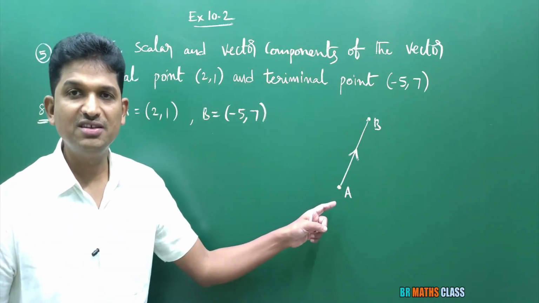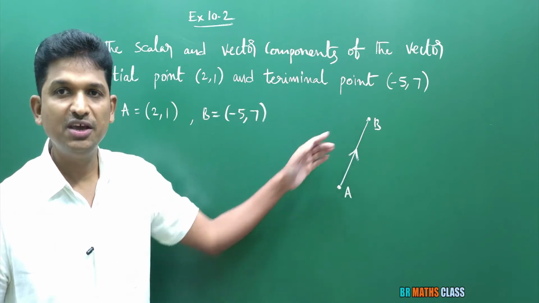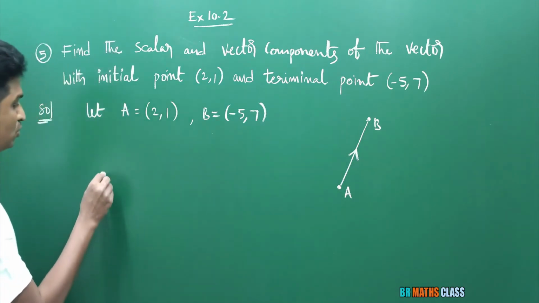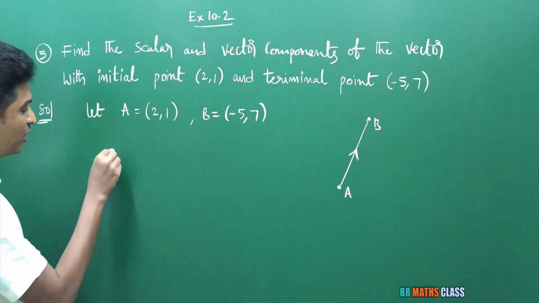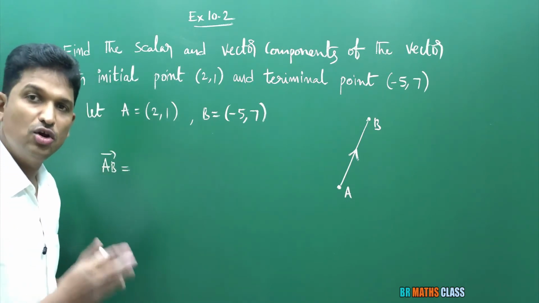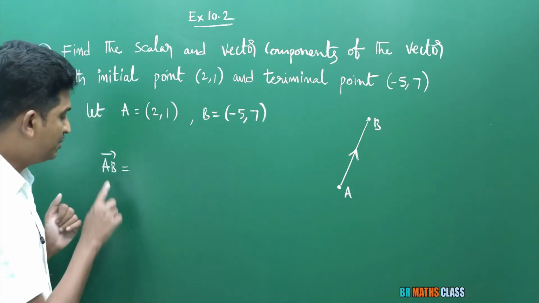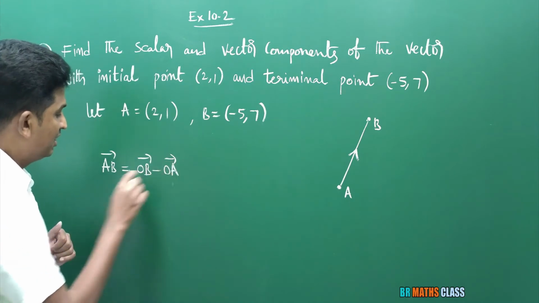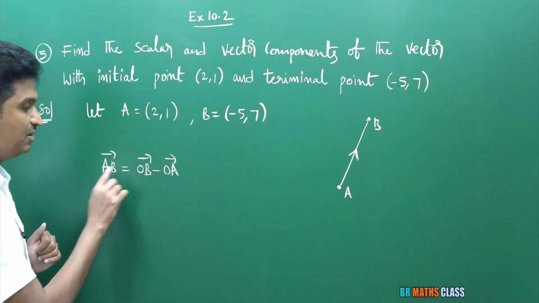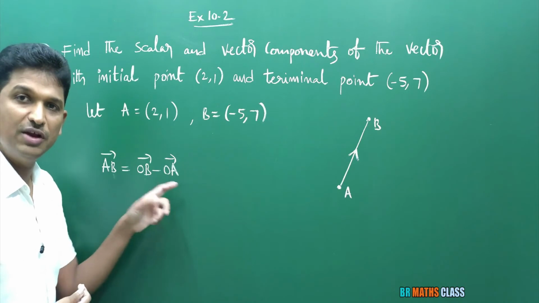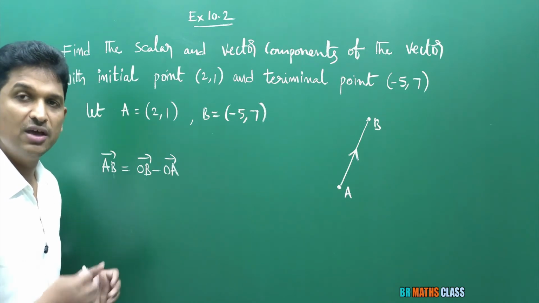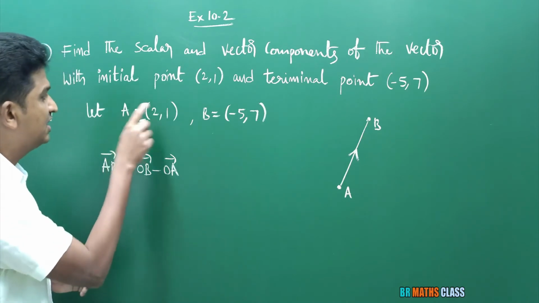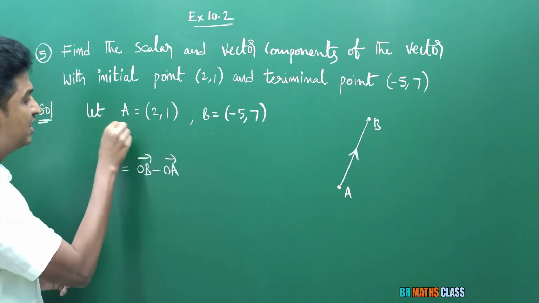As the initial point is A and the terminal point is B, first I'll calculate the vector AB bar. To calculate AB bar, what is the formula you learned? In the triangle of vector addition, you learned this point. AB bar can be written as OB bar minus OA bar. But they have not given OA bar and OB bar. It's okay. We know that if there is a point, then we can write its position vector. Here the point A is given, then you can write OA bar.